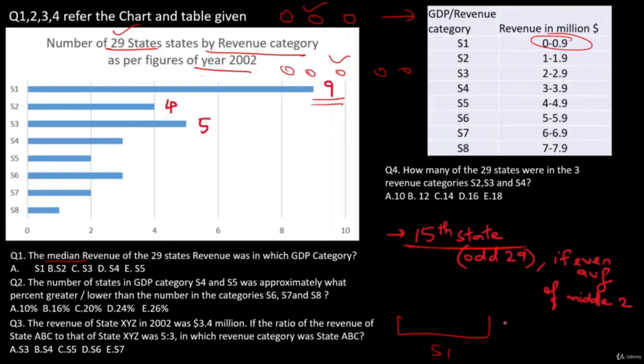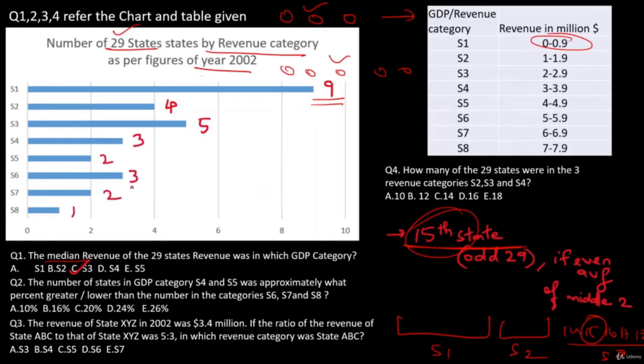The remaining 4 would be of category S2. So 9 plus 4 gives you 13. Again, the next one, the 14th, 15th, 16th, 17th and 18th state would be of category S3, right? Therefore, you can see that the 15th state is in the category S3, and hence the correct answer to this question is option C, that is S3. All right, now over here we have 5 more states, so let's mark them over here. Okay, so S4 has 3, and S5 has 2, S6 has 3, S7 has 2, and S8 has 1 state. All right, so let's proceed to the next question.